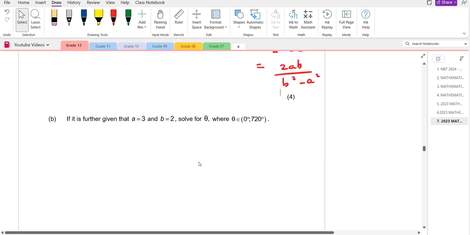It is further given that a equals 3 and b equals 2. Solve for theta. That's quite simple, because we can just substitute into the original that we had.